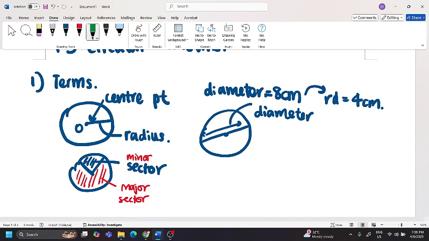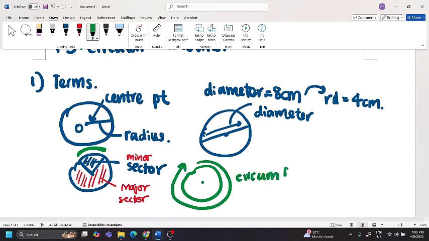And then, how about here? What is the length here called? If it's the whole circle, it's called the circumference. But I don't want the whole circle. I just want a part of it. It's called as arc. Arc length. Later we'll talk about the arc.